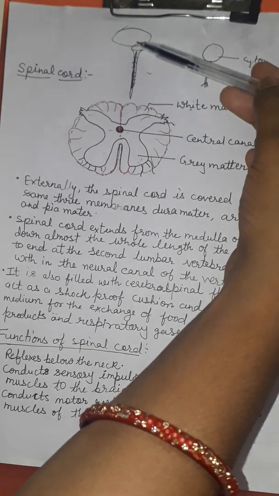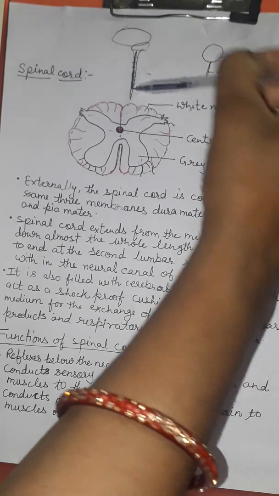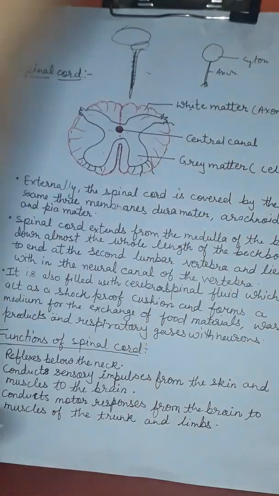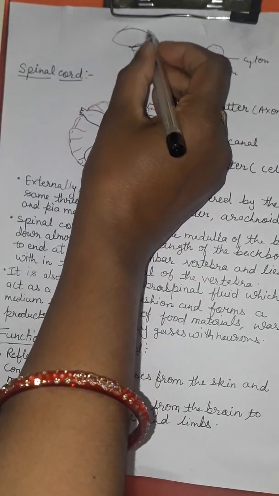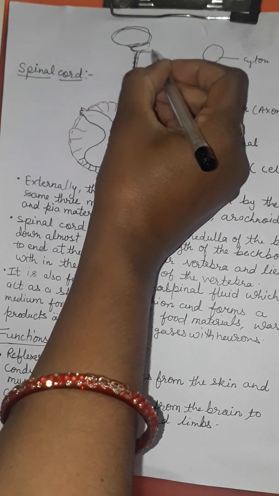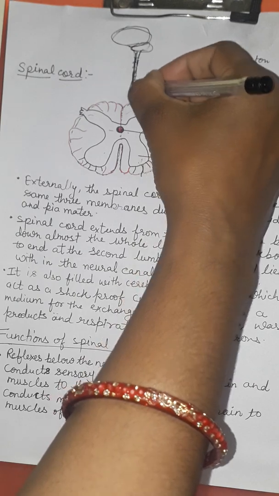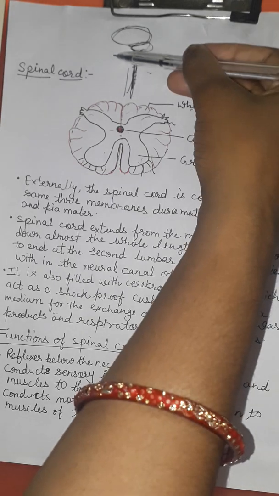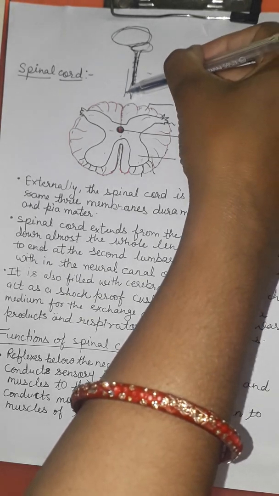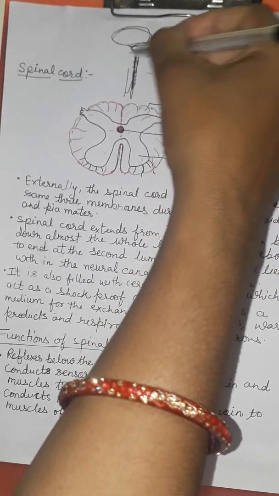The spinal cord also contains three membranes because it extends from the medulla oblongata of the brain down the whole length of the backbone to the end of the second lumbar vertebra. See how it looks in our body. This one is the cerebrum, part of the brain, the cerebellum, and this one is the medulla oblongata. The spinal cord extends down almost the whole length of the backbone to end at the second lumbar vertebra and lies within the neural canal of the vertebrae. It is also filled with cerebrospinal fluid.